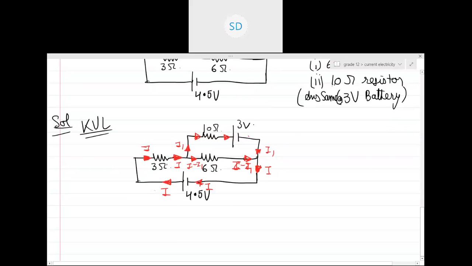First, the 3 ohm resistor. It'll be minus 3I. Then it will be minus 6(I minus I1). Then 3 plus 4 minus 4.5. Plus or minus? You are entering from the negative terminal, so plus. Equal to plus.